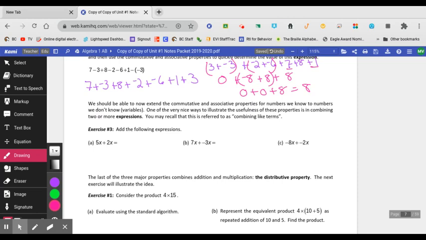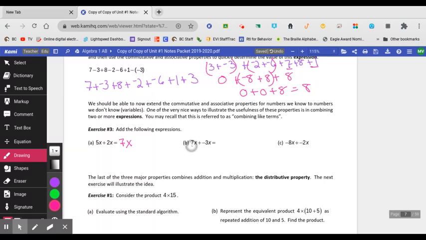We should be able to now extend the commutative and associative properties for numbers we know to numbers we don't know, variables. One of the very nice ways to illustrate the usefulness of these properties is combining two or more expressions. You may recall that this is referred to as combining like terms. So here, what we're going to group together is the 5x and the 2x. When we combine, we get 7x. 5 apples plus 2 apples is 7 apples.